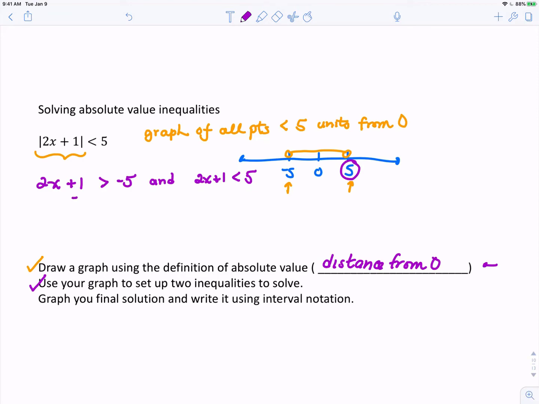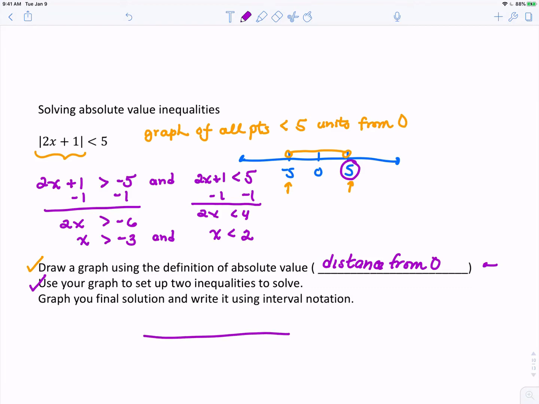Now we're just going to solve these two inequalities. So we'll subtract 1 from both sides, divide by 2. So one part of our solution is x is greater than -3. And solving this one in the same way, we have x is greater than -3 and less than 2.